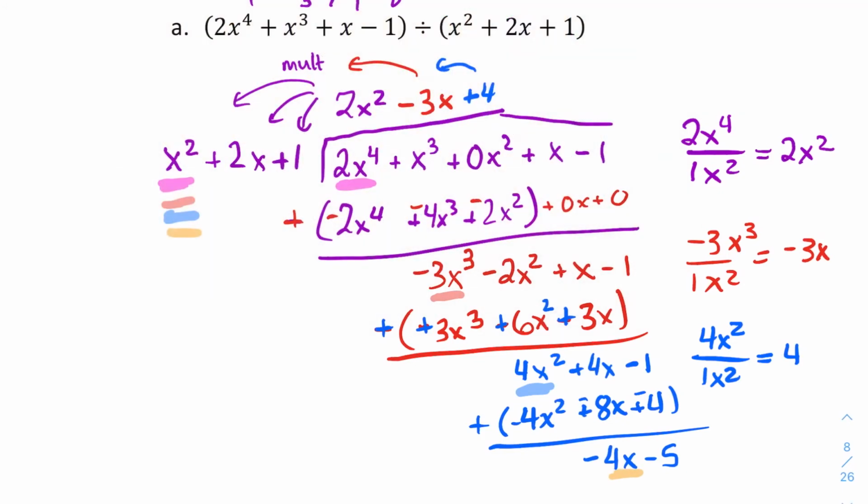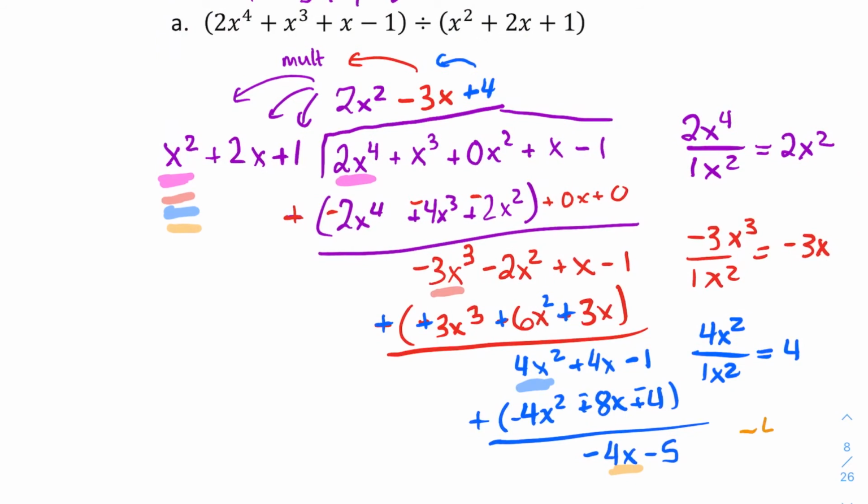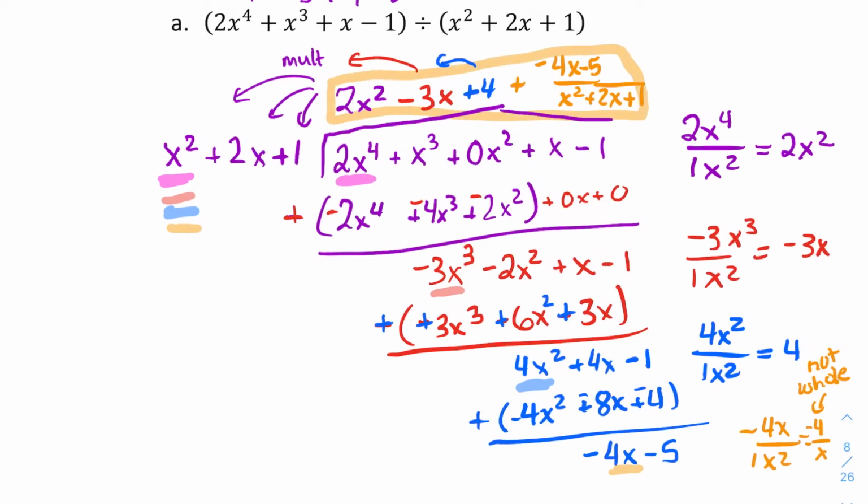Okay, we've got negative 4x for our new first term. We are going to try to divide it by x squared. But guess what? If you try to divide that by x squared, you end up with negative 4 over x. It didn't come out to be a whole number. We've got a variable in the denominator, so it's not a polynomial. That means we are actually to the point where that negative 4x minus 5 is our remainder. It doesn't divide in evenly anymore. So we'll have a remainder of negative 4x minus 5, and how you write that is your quotient plus that over what you were dividing by.